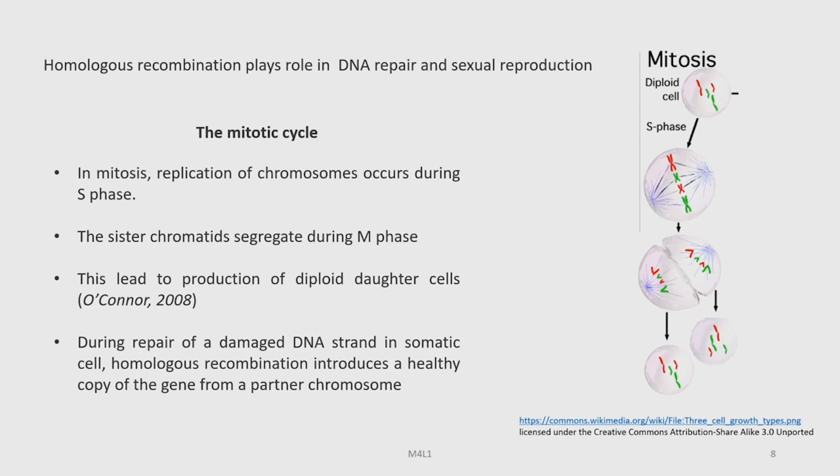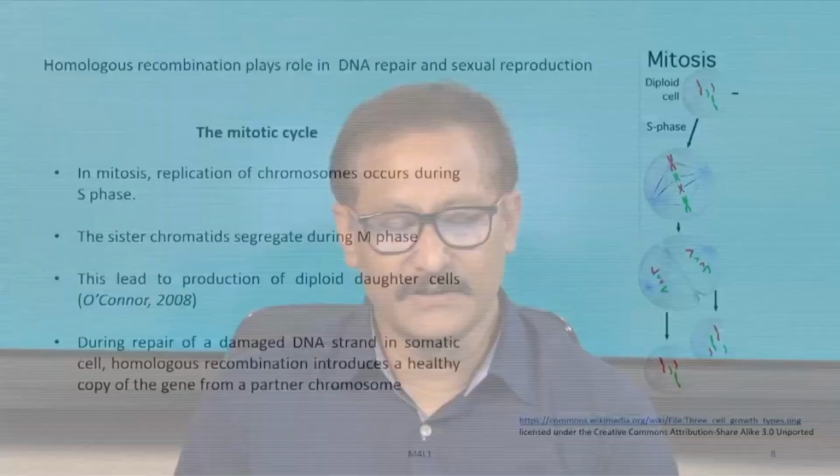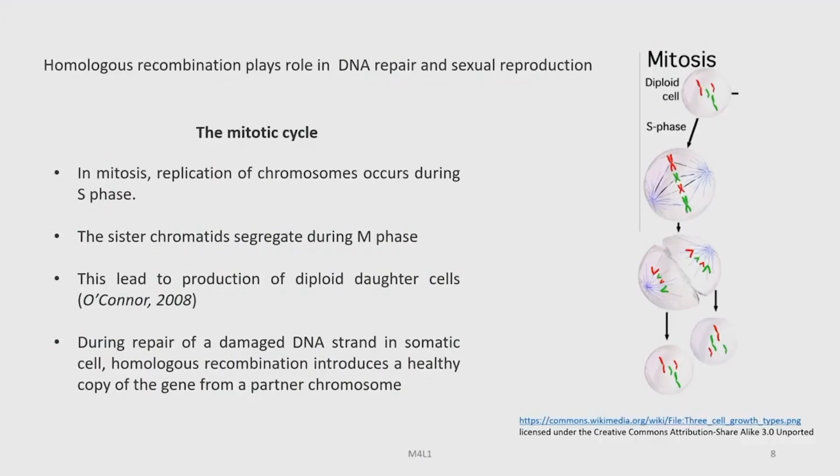Let us first once again revisit the mitotic cycle, which is known to many of you. In mitosis, replication of the chromosomes occurs during the S phase or the synthesis phase. The sister chromatids segregate during the M phase. This leads to production of diploid daughter cells as a result. During repair of a damaged DNA strand in a somatic cell, homologous recombination introduces a healthy copy of the gene from a partner chromosome.